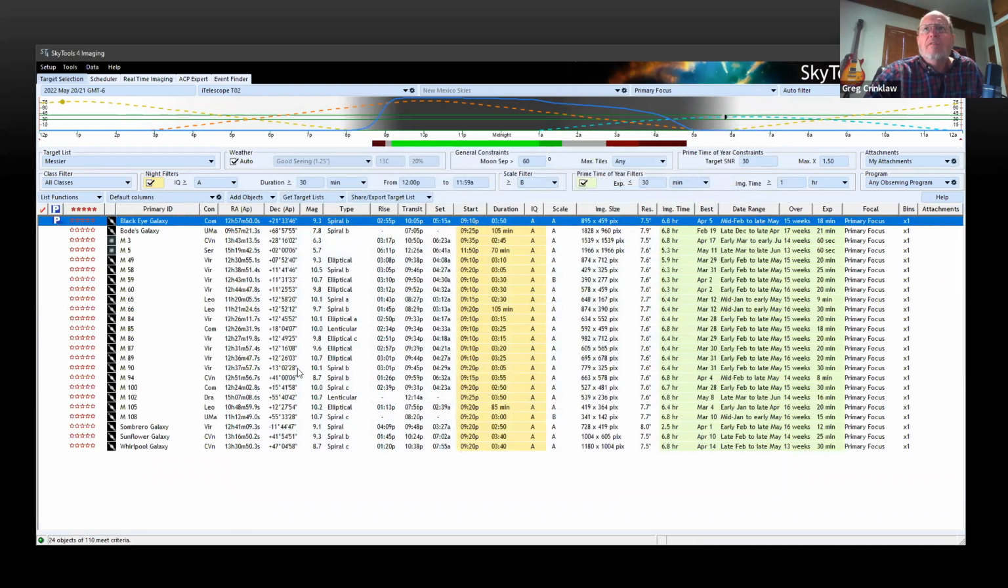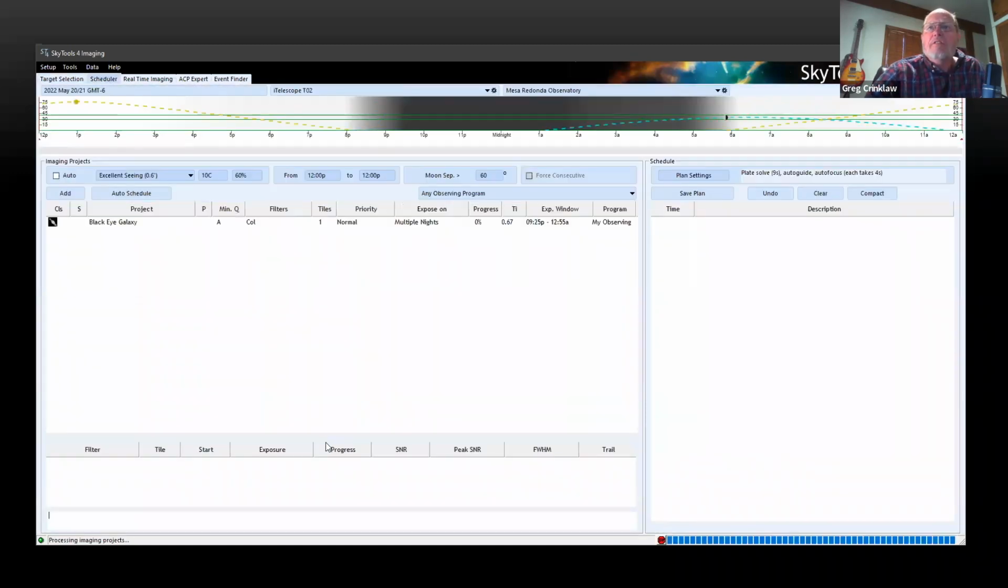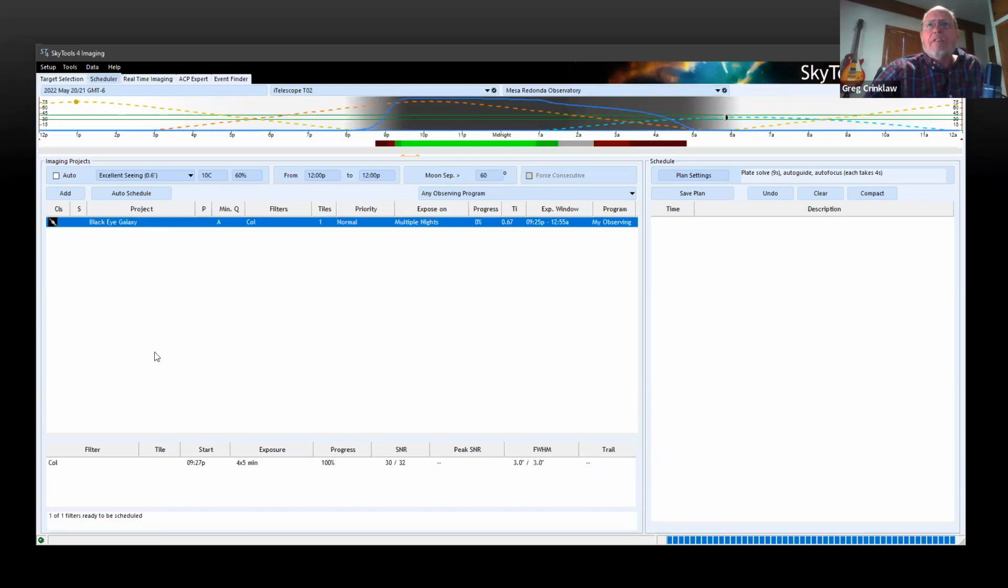That's what this P here is for. Now, this is a simple example of one object, but this works best if you actually create imaging projects for a whole bunch of things and don't even care what time of year they're best at. And then you use the scheduler, and the scheduler will list a bunch of things over here and tell you which ones are best tonight. But we've only got one object, and that's this black eye galaxy.